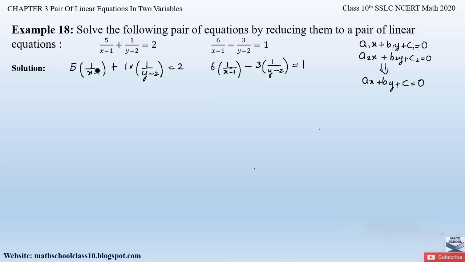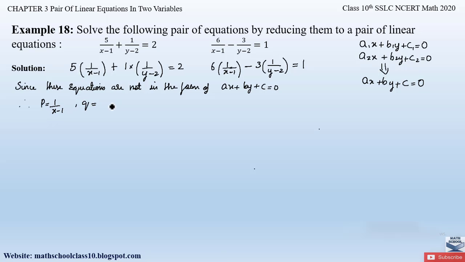So here you can observe that in both the equations we have the same terms, that is 1 by (x minus 1) and 1 by (y minus 2). Right? So let us now substitute 1 by (x minus 1) equal to some other variable p, and let us substitute 1 by (y minus 2) equal to q. Since these equations are not in the form of ax plus by plus c equal to 0, let us substitute p equal to 1 by (x minus 1) and q equal to 1 by (y minus 2). Right? So let us substitute this in these two equations.